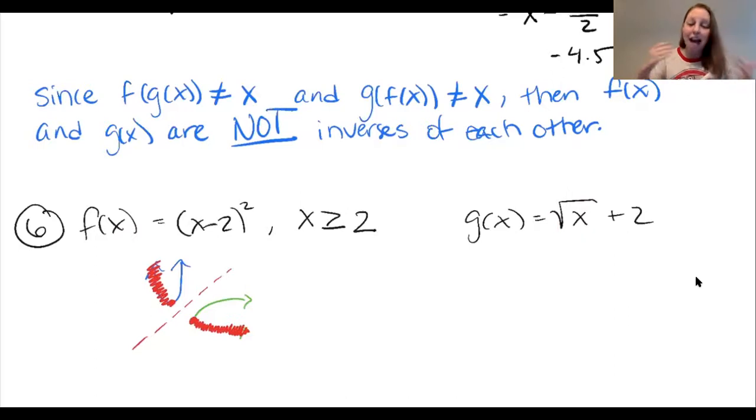So I just want to say that's why we have this caveat here, or this stipulation. It doesn't change the math in any way. You still plug this into this, and then plug this into this, and that's how you check.